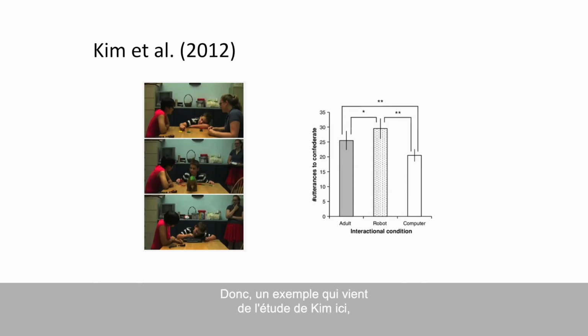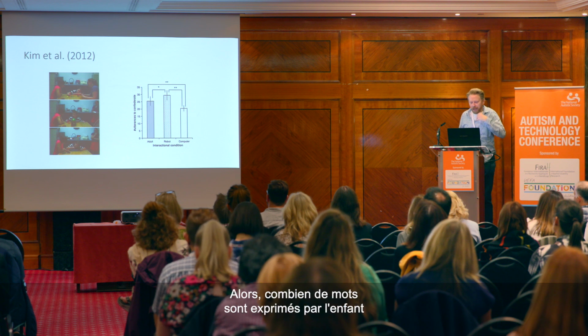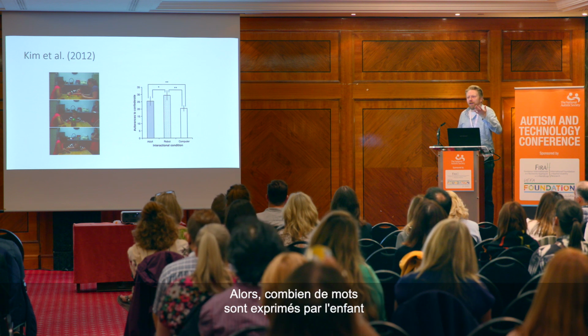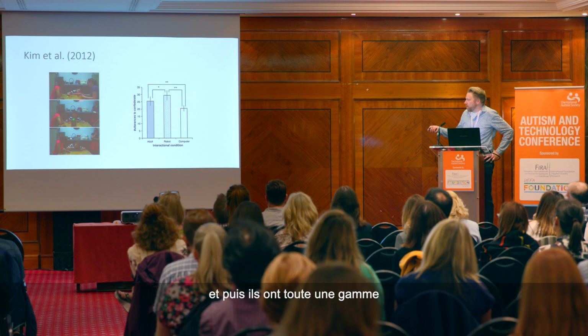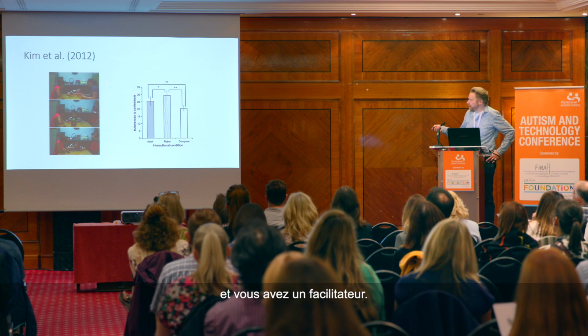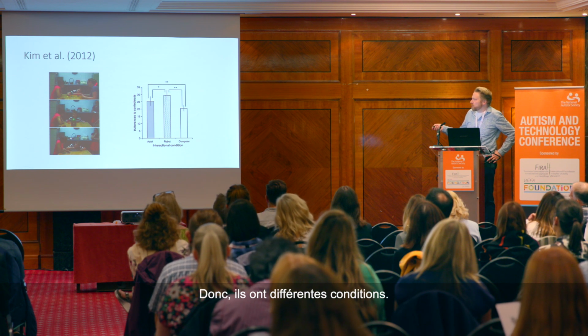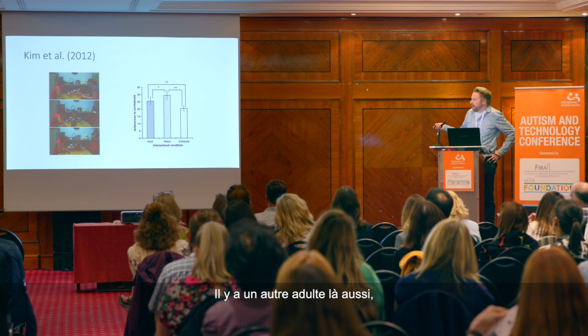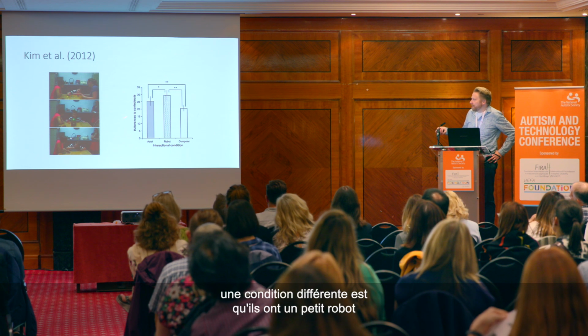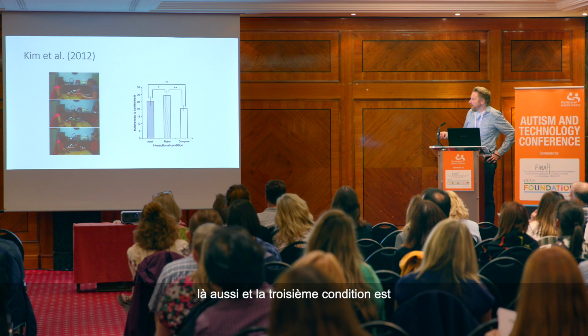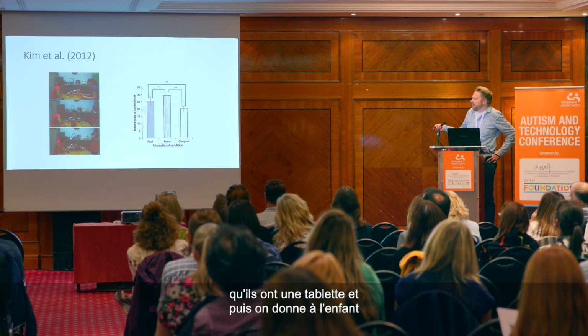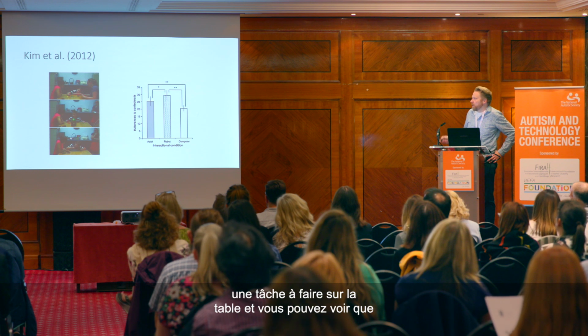An example that comes from Kim's study here: you have an adult who is always here, and what they want to know is how many questions are asked of the adult. So how many utterances does the child evoke and initiate? They have a whole range of different autistic children in here, and you have a facilitator. So they have different conditions. One is they have another adult there as well. A different condition is they have a little robot in there as well, and the third condition is they have a tablet. And then the kid is given a task to do on the table.